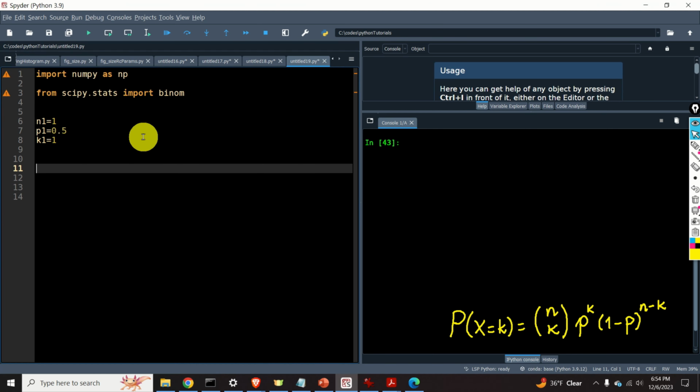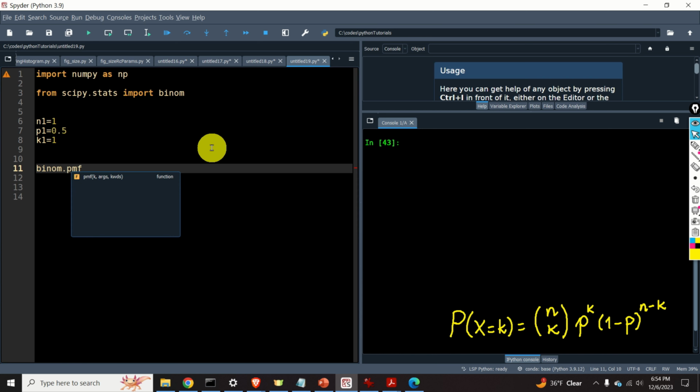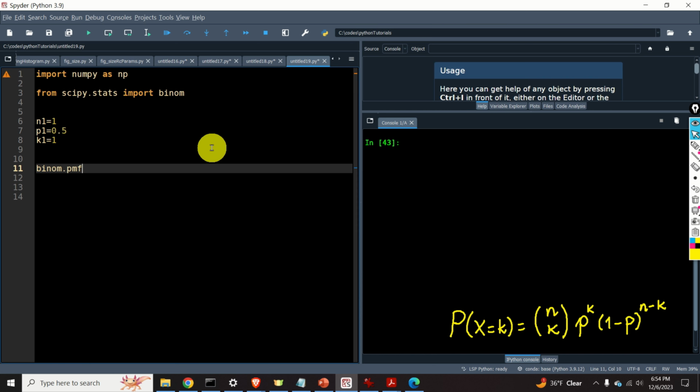The probability of obtaining a head in a single experiment is computed like this. We type binomial, then we type pmf. PMF stands for the probability mass function.